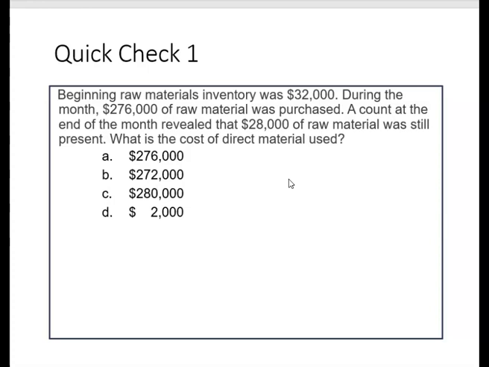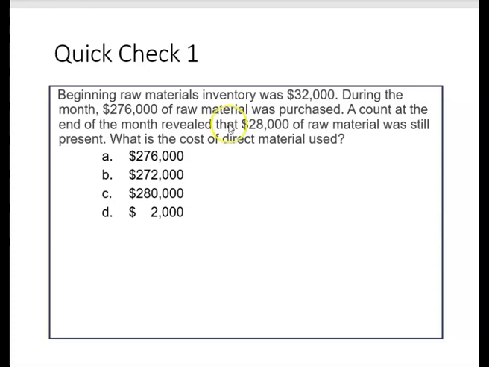What is my beginning raw materials? 32,000. So start with 32,000 in your calculator. What did I add? Well, during the month I purchased 276. So say plus 276,000. And then what is my ending when I get finished? So you'll subtract that out. So it'll be minus 28,000. So we should get to $280,000.